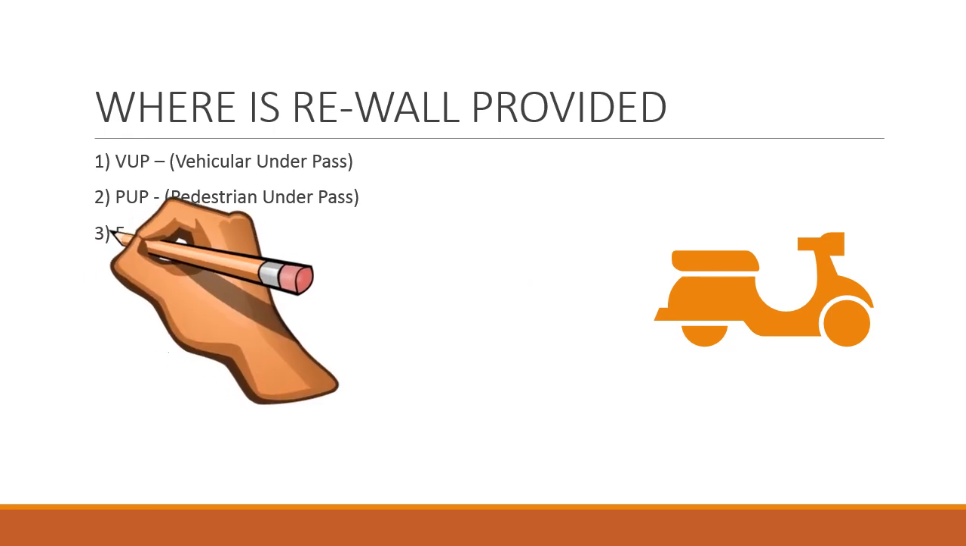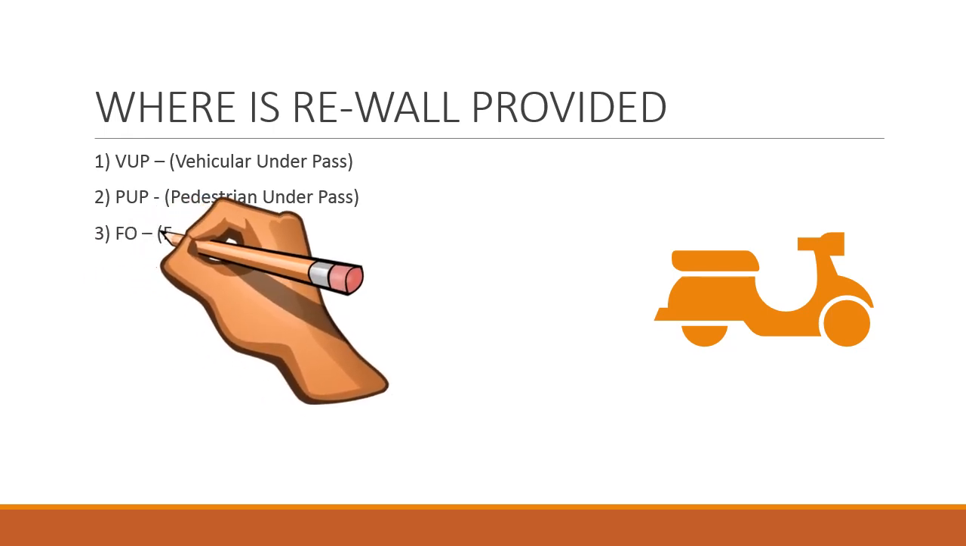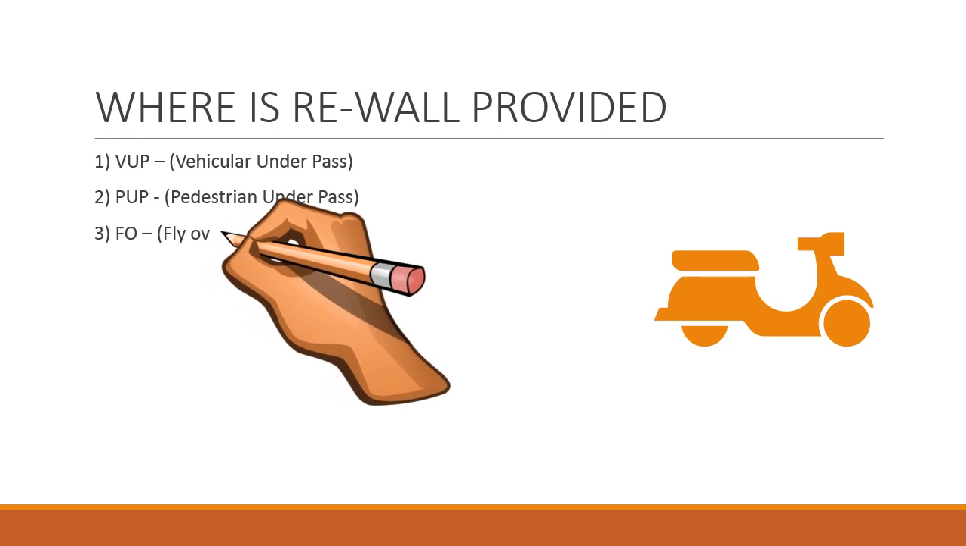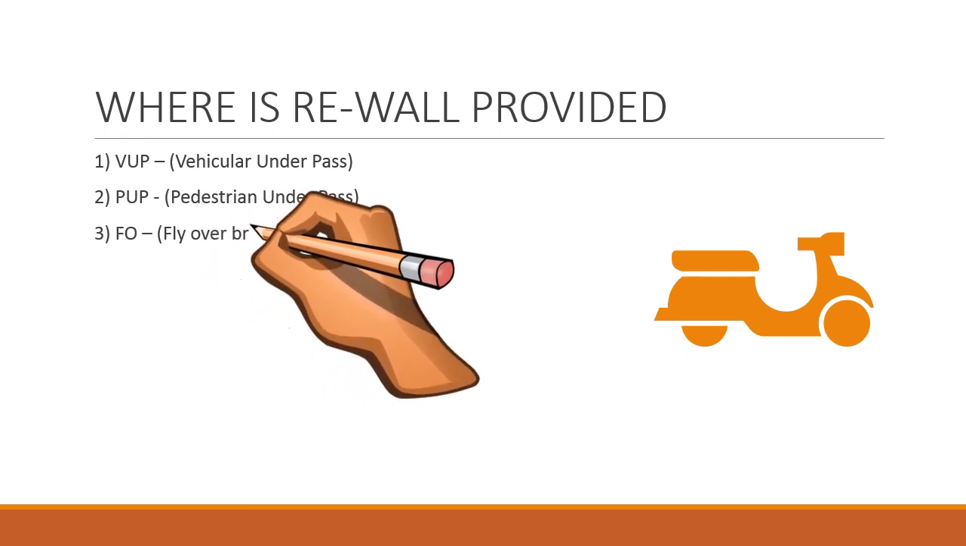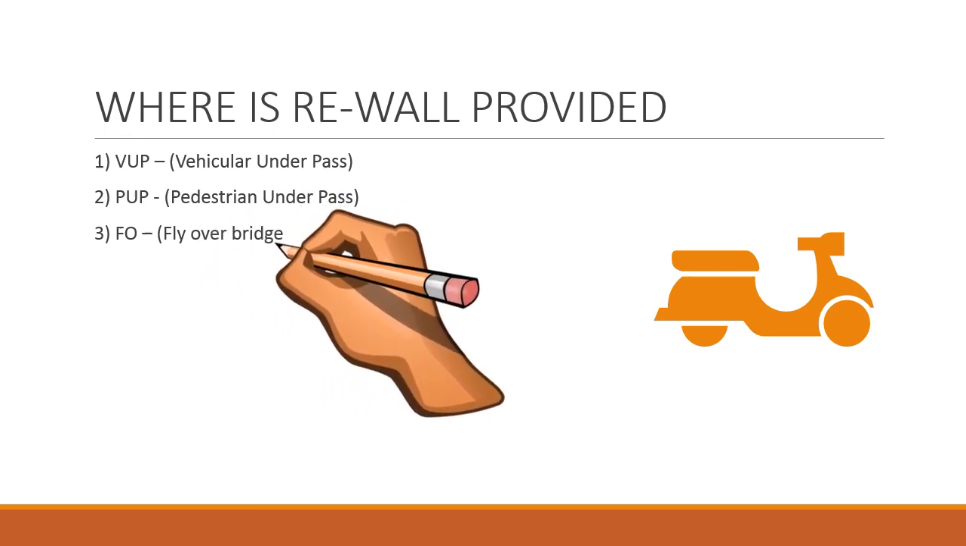And second is PUP, pedestrian underpass, similar to the vehicle underpass. And third is flyover bridges. Flyover bridges are those we give for intersections, and on either side of the intersection the approaches are given RE walls to overcome the cost incurred in high embankments.